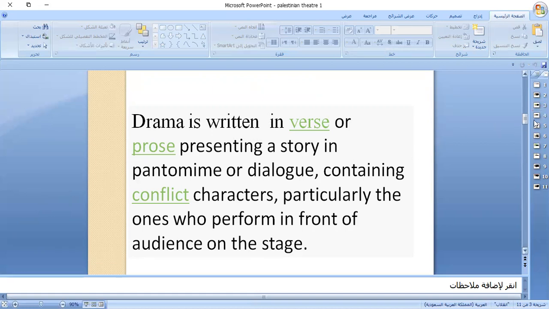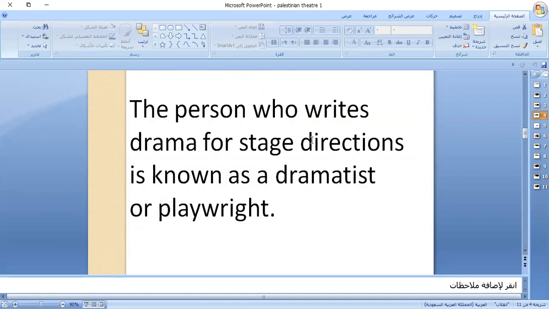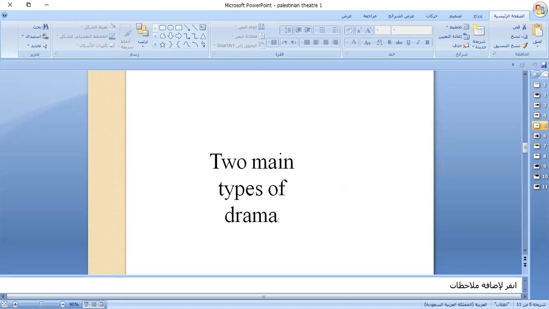Now, the person who writes drama for stage directions is known as a dramatist or a playwright. You remember the one who writes novels, we call him a novelist. The one who writes poetry, we call him a poet. And the one who writes drama, we call him a dramatist or a playwright. This is just a general idea about drama in general. Then in the second video, we'll move to the Palestinian drama, particularly Palestinian drama.